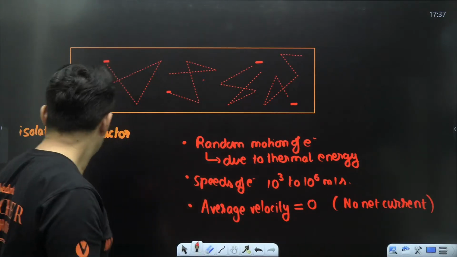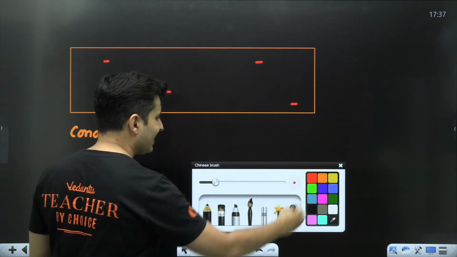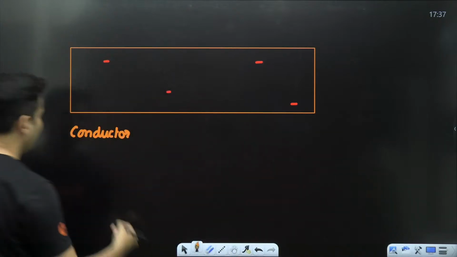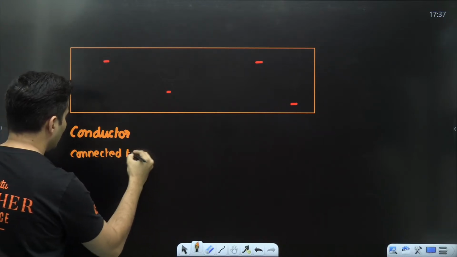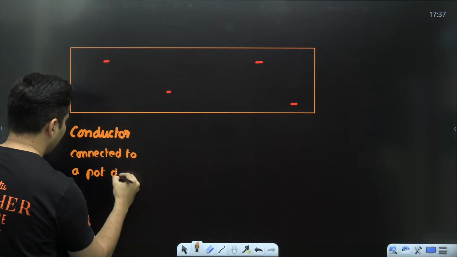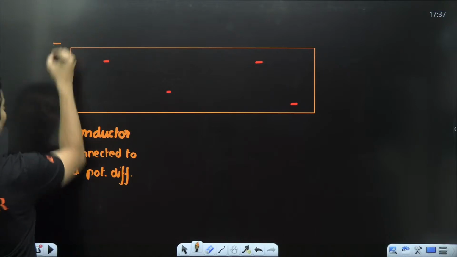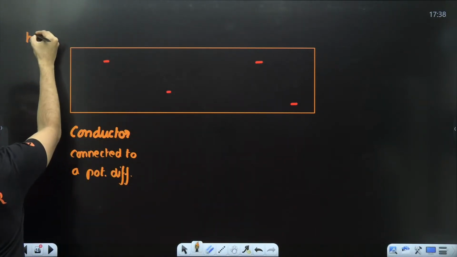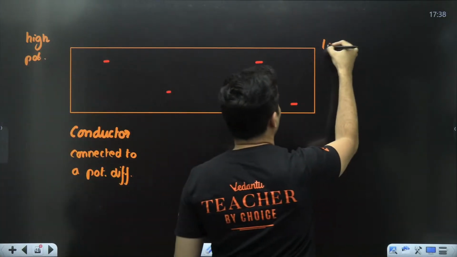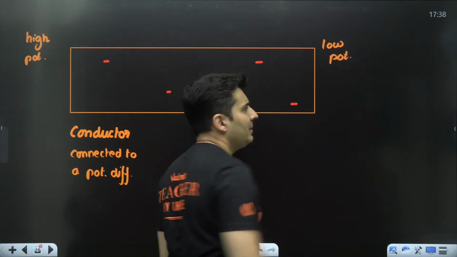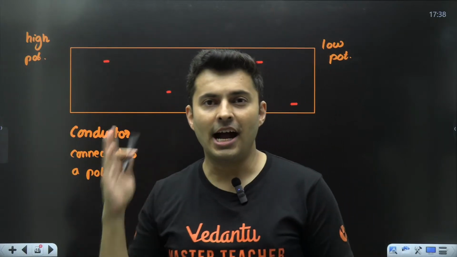Everybody, absolutely. But now it is no longer an isolated conductor. Now this conductor is connected to a battery, connected to a potential difference. Let's say this is at high potential, and let's say this is at low potential. Quickly think and tell me what will come between those potentials, high and low.